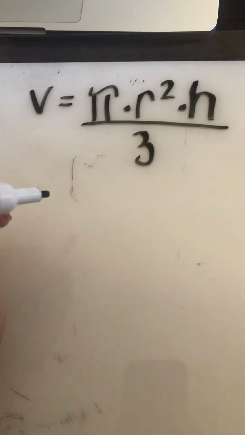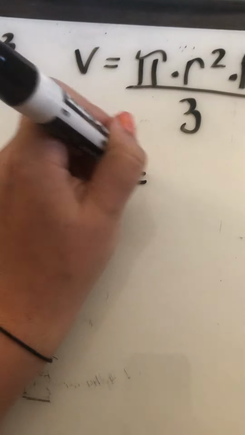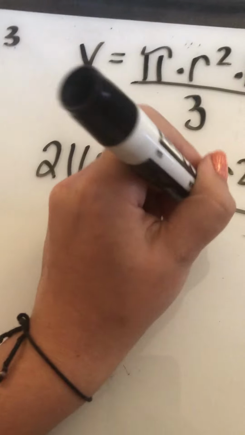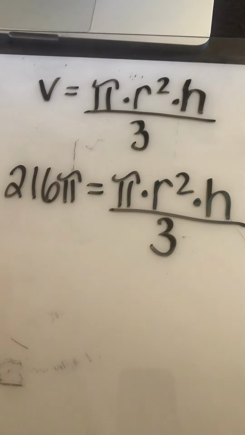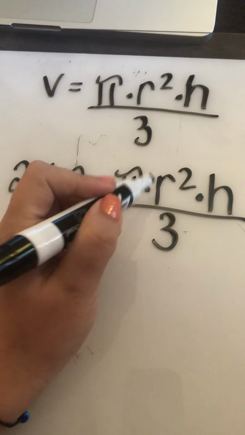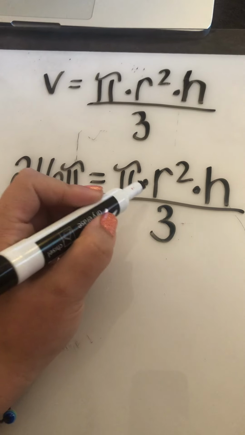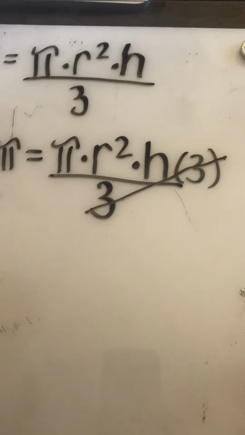So we're going to plug in the information that we were given. So our volume is 216 pi, okay, equal to pi times radius squared times the height over 3. Okay, so last time we did our exponents first, but this time since we don't know what this value is to the second power, we're going to jump right into getting rid of this fraction. So in order to get rid of the division of 3, we're going to multiply by 3 on both sides. Multiplying by 3 over here will cancel out, 3 over 3 equals 1, so we get rid of the fraction. Whatever we do to one side, we do to the other.